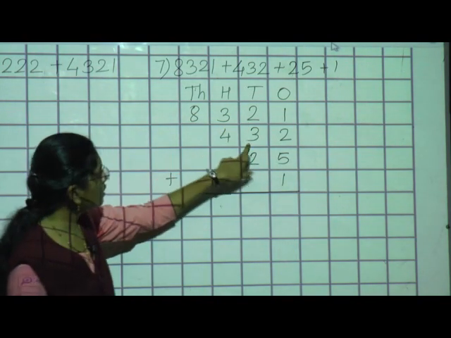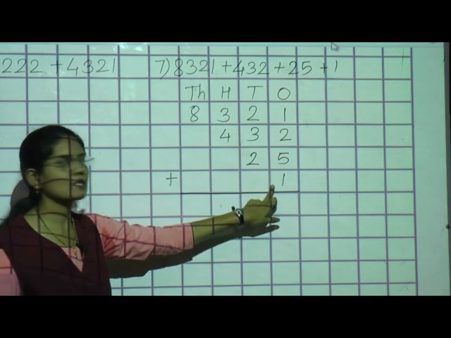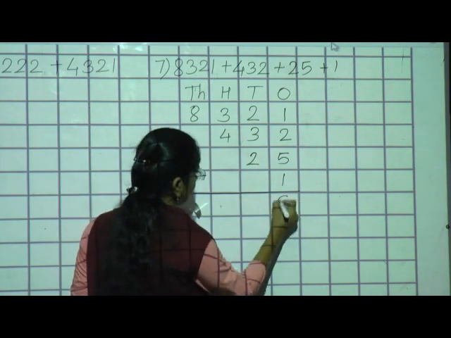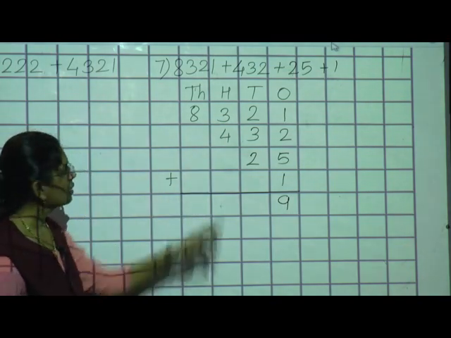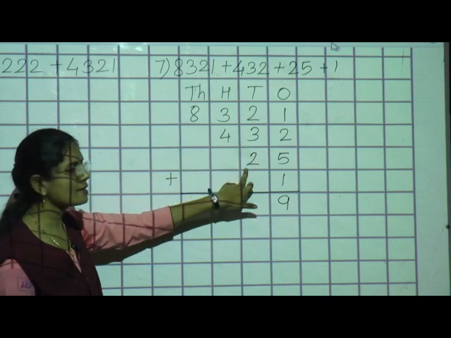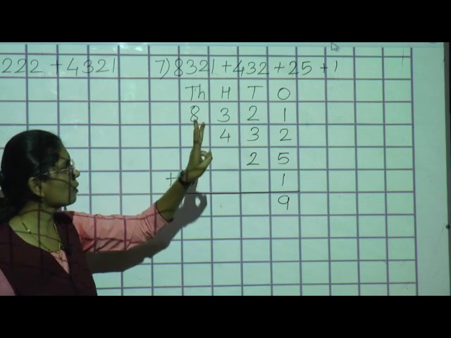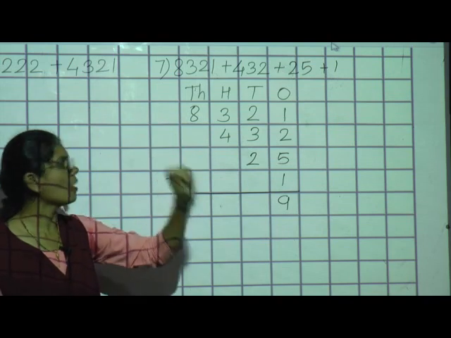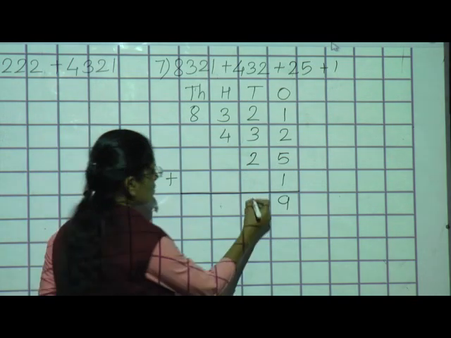See, 1 plus 2, 3. 3 plus 5, 8. 8 plus 1, 9. Then see the tens place. Now at the tens place, 2 is there, plus 3 tens plus 2 tens. 2 plus 3, yes, after 2 count 3 more fingers, 3, 4, 5. 5 plus, again we have to add 2 fingers.